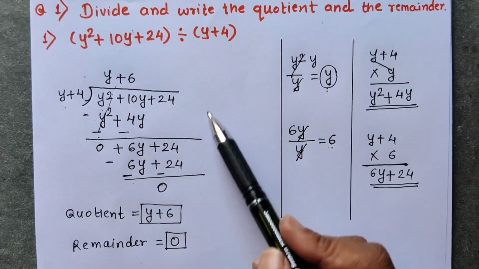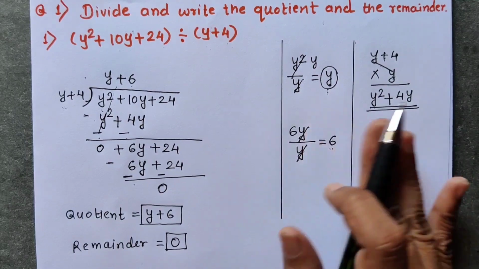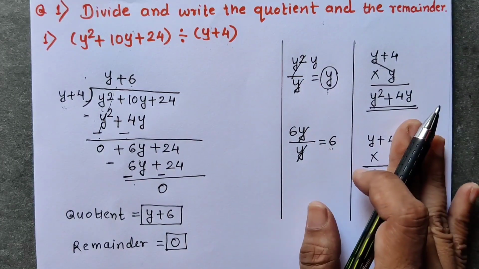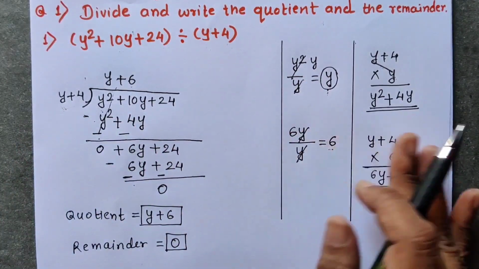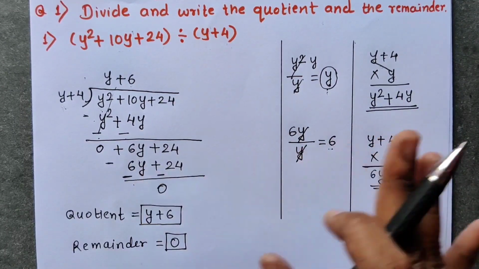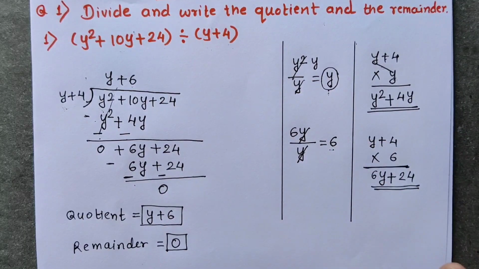The main method we write on the left hand side, and the rough work we have to do simultaneously on the right hand side. Without this rough work you cannot solve the sum, so the rough work should be done simultaneously on the right hand side.